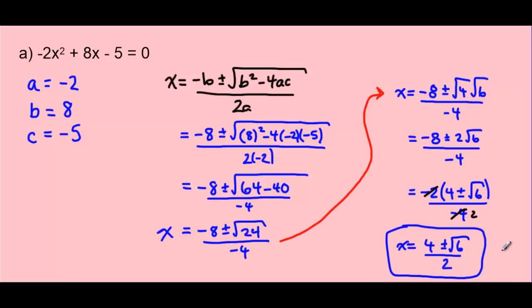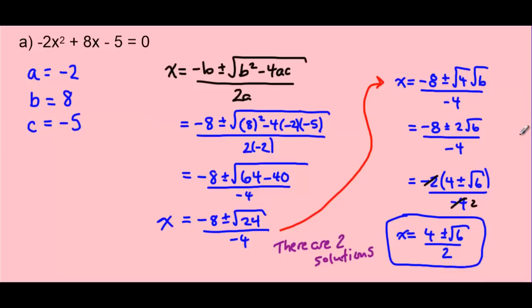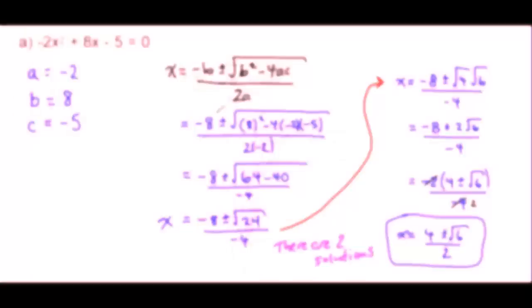Now let's note how many solutions we have here. There are 2 solutions for x. One solution uses the plus sign, one solution uses the minus sign. So let's write that down. There we go. Okay, let's look at example B.